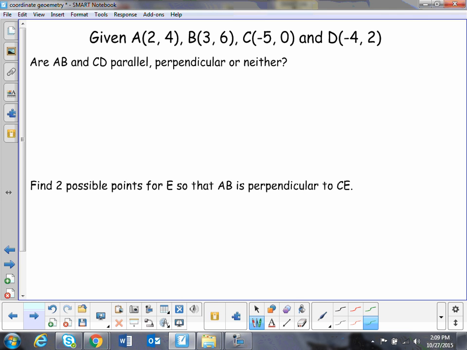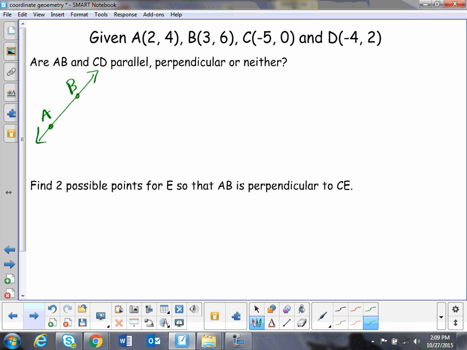Okay, so we have a bunch of points there. And it says are AB and CD parallel, perpendicular, or neither. So AB is going to be a line. So basically it looks like this. Here's A and there's B. Or you can represent it as a segment too, but really it's the line that goes on. So which formula did we not use when you see it up on the board? The slope formula, y2 minus y1 over x2 minus x1. So that's the one you want to use there.